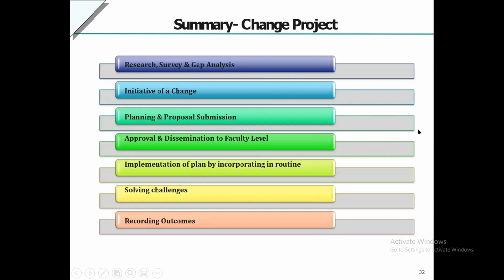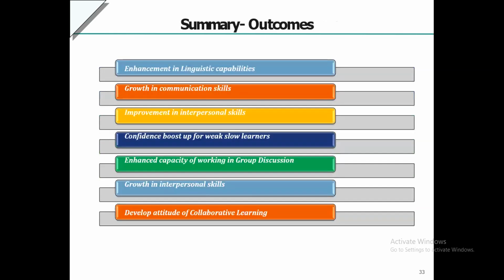So the next phase, this is the summary. We did everything as much as possible at faculty level, dissemination, and implementation as routine. Making implementation a routine was the first important job to solve the challenges. Once it is in the routine, it was easy. And in the summary of the outcomes, again, there is an enhancement in linguistic abilities, because we found by eye that students are developing their speaking. They were initially shy, but nowadays they are coming forward to speak.